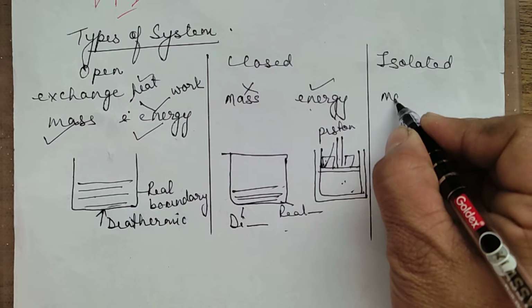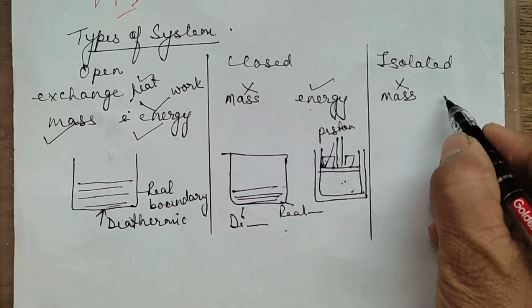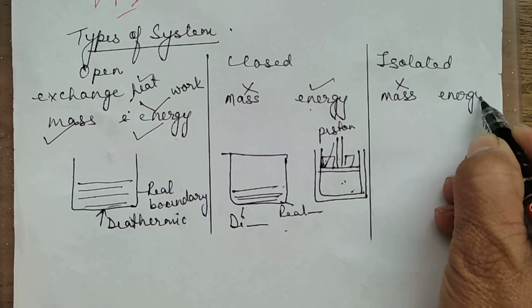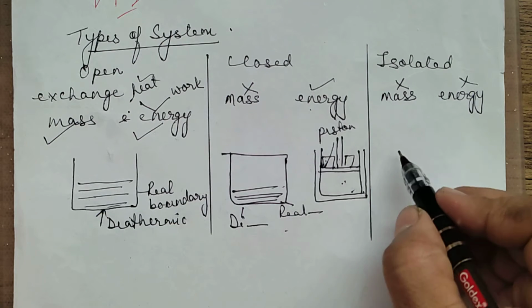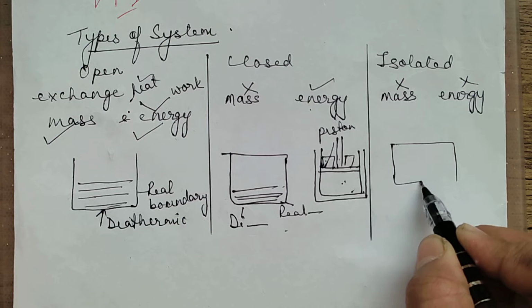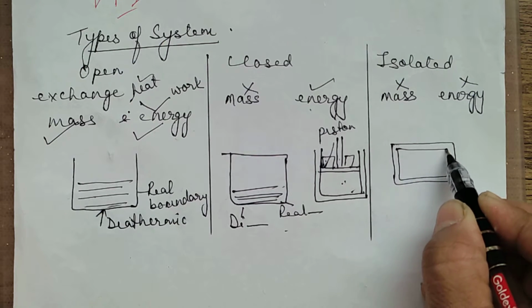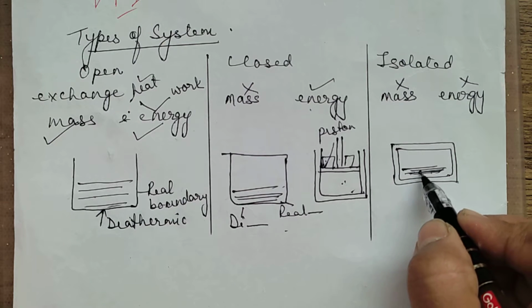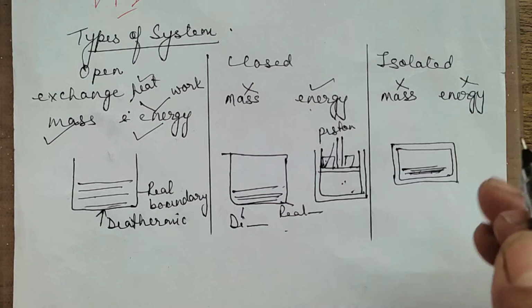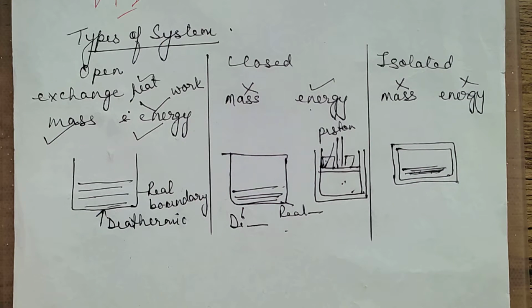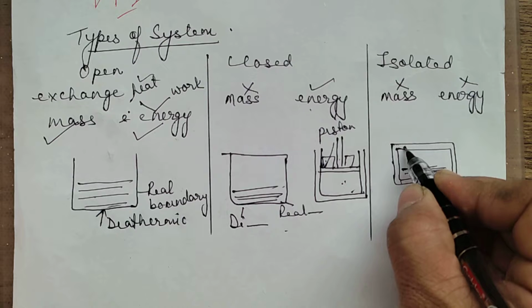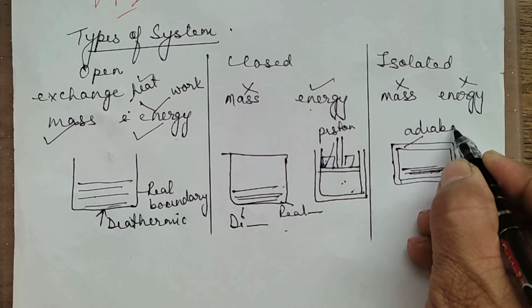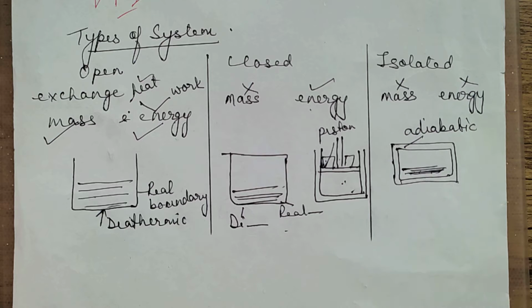Isolated system is that which can neither exchange mass nor energy with the surrounding. It cannot exchange both. You can take a container which has insulated walls. You take some liquid here. When it is insulated, mass of course cannot go because it's closed, and it is insulated, so even energy cannot go. It cannot be exchanged with the surrounding because the wall which we have taken here is an adiabatic wall. It's adiabatic, where heat exchange cannot occur between the system and the surrounding.